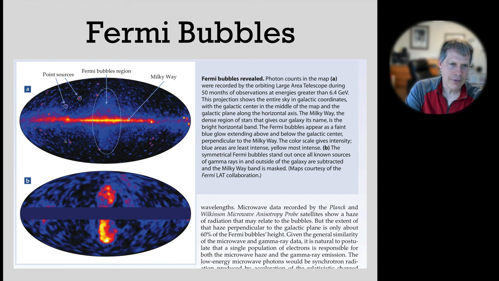And if you take the large-scale gamma ray image of the sky, if you remove all of the point sources of gamma rays and cut out the galactic plane emission, you then see bright gamma ray emission sticking way up above and way down below the plane of our galaxy on very large scales, on scales of like 9 kiloparsecs or so.